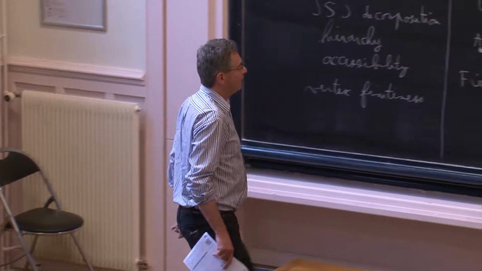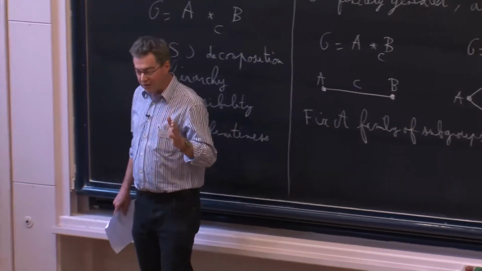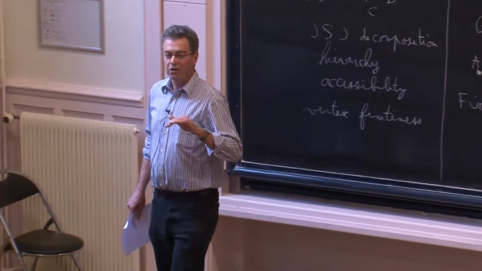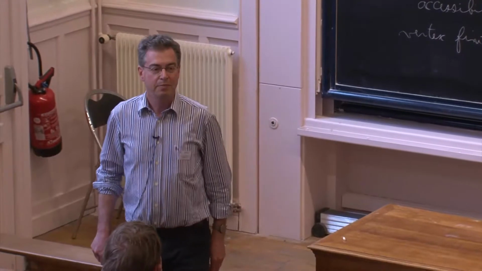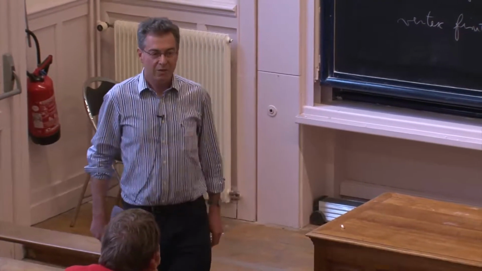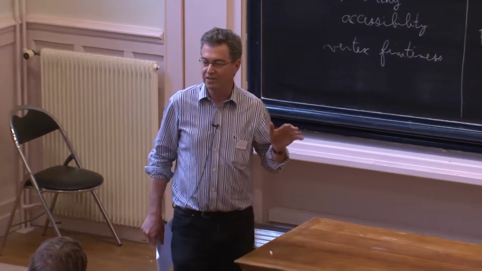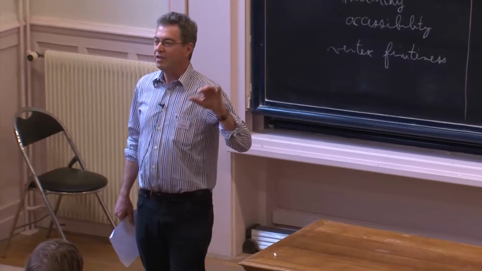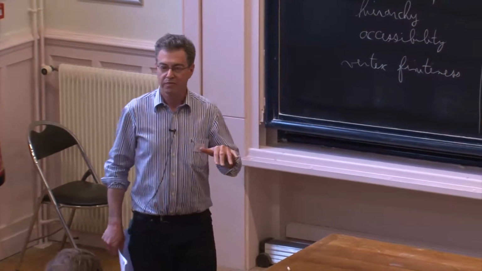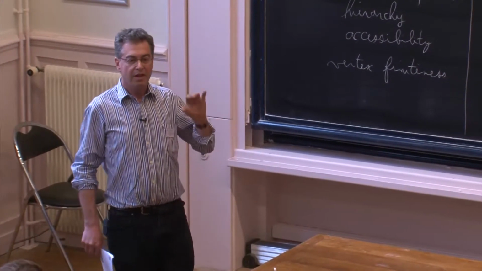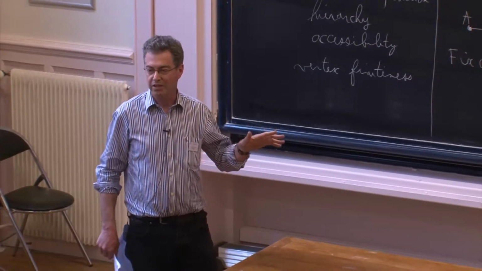So I want to look at the vertex groups. The edge groups are all going to be, say, cyclic, but I want to look at all vertex groups that appear in my splitting, and I want to know whether I'm going to see infinitely many different groups up to isomorphism, or whether I'm going to see the same groups over and over. Okay? So the question is going to be, am I going to get infinitely many non-isomorphic vertex groups or not?